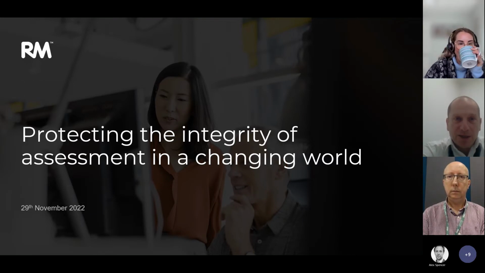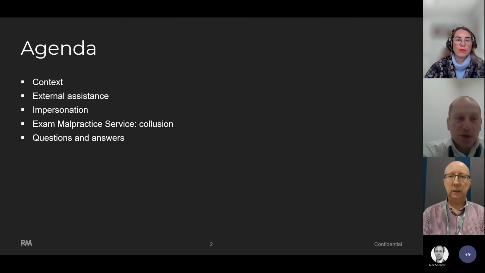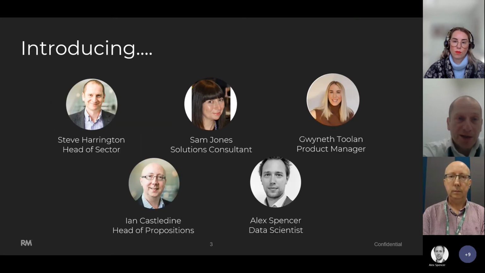Just move on to the next slide, please, Ian. Thank you. So the agenda is we'll set some context, and then we're going to look at three key areas to explore briefly. One, how to prevent and detect external assistance, how to prevent and detect impersonation, and then how to prevent and detect collusion, and then we'll move into a Q&A session. So that's the broad agenda that we're going to look at.